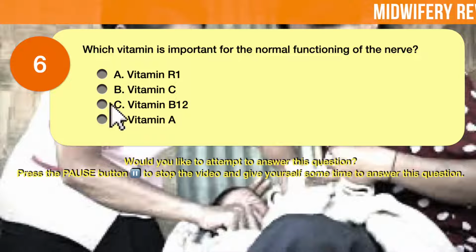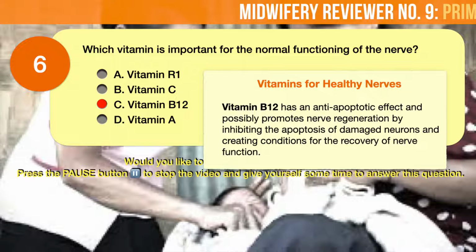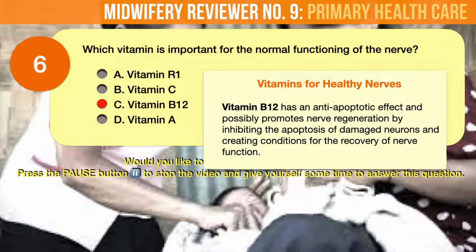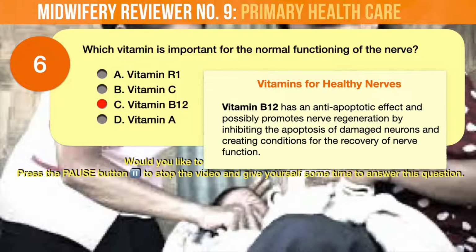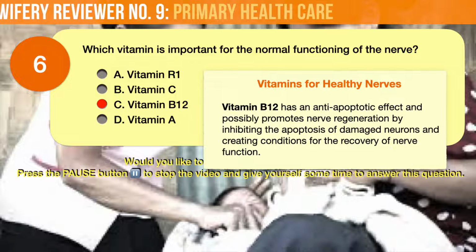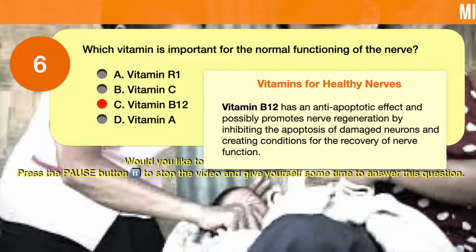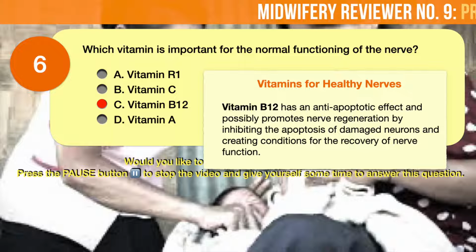The correct answer is C. Vitamin B12. B vitamins are known for their ability to support healthy nervous system function. Vitamins B1, B6, and B12 have been found to be especially beneficial for treating neuropathy. Vitamin B12 has an anti-apoptotic effect and possibly promotes nerve regeneration by inhibiting the apoptosis of damaged neurons and creating conditions for the recovery of nerve function.